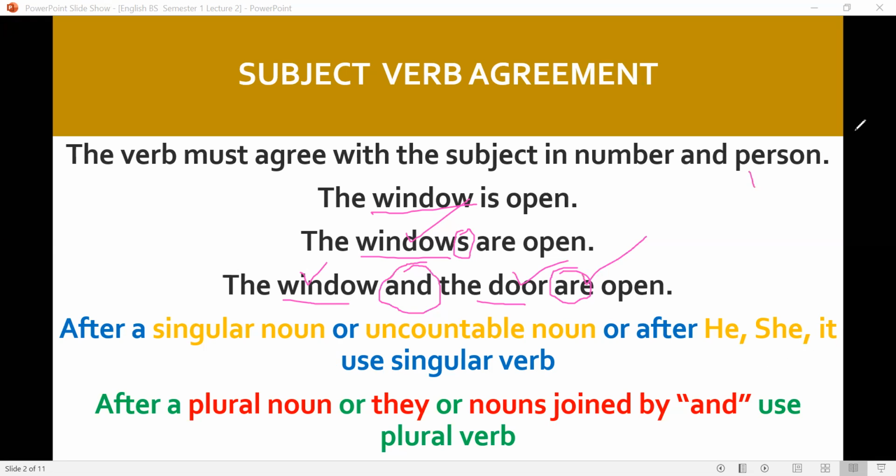After a singular noun or uncountable noun, or after he, she, it, use a singular verb. This is person. You're talking about the person. After a plural noun or they, or nouns joined by and, use a plural verb. Plural noun first, they, and two nouns joined by and, use a plural verb. So this is the first principle of using the verb according to the subject.